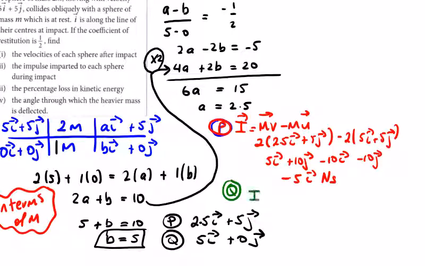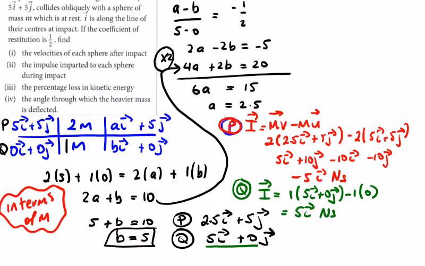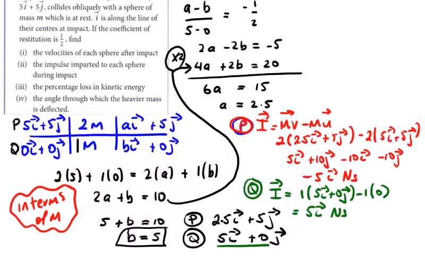Check q, the impulse. It's going to be its mass, which was 1, times what it ended up with, which was 5i plus 0j, then minus 1 times what it started at, which was 0. So we're going to get 5i Newton seconds, which is what we said. Then we're asked for the percentage loss in kinetic energy.